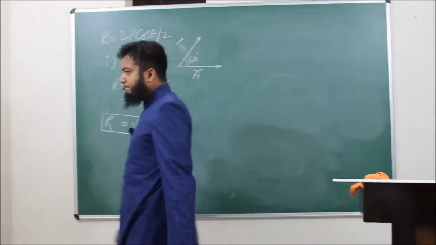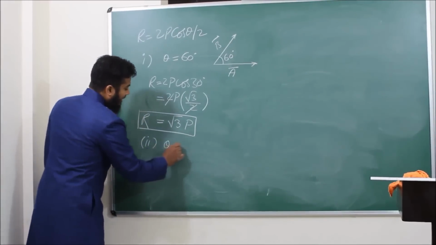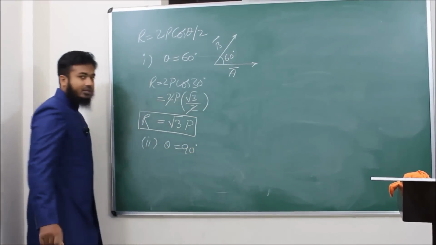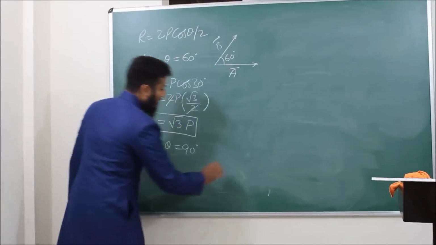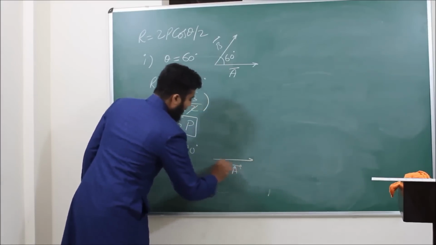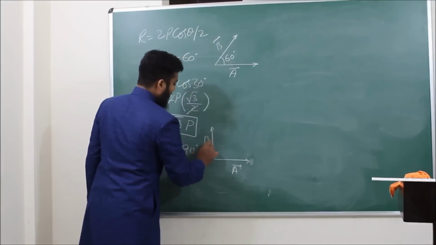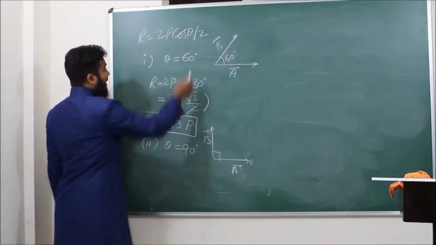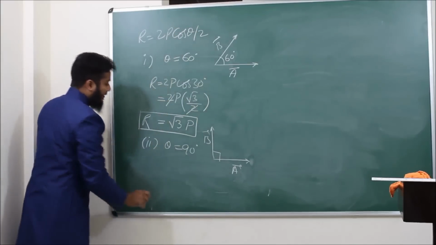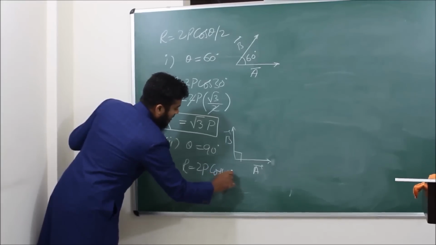Next case, what if this angle is 90 degree here? The two vectors of equal magnitude are perpendicular. Let me show you here. These two vectors of equal length are perpendicular. Then put 90 here, it will be just 45. So R is equal to 2p and cos 45.